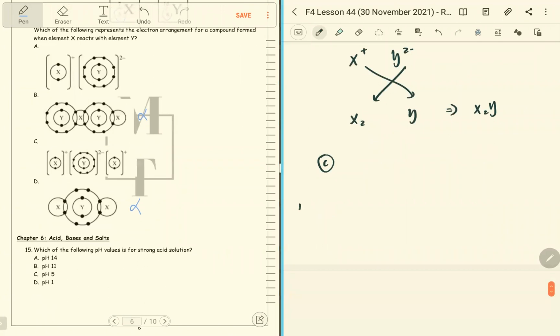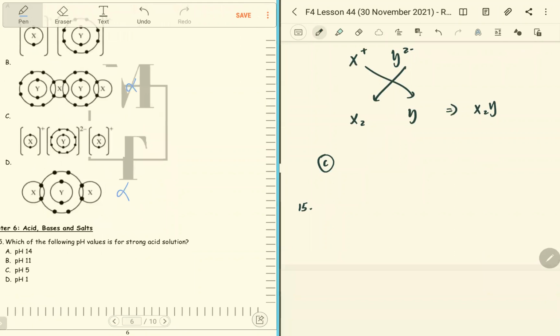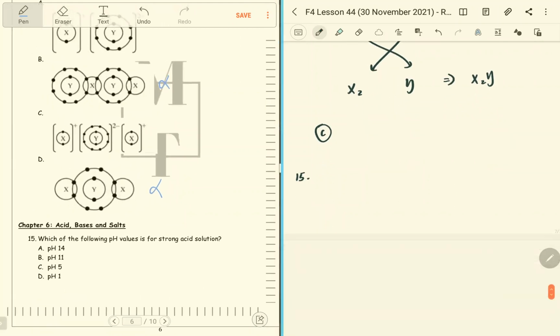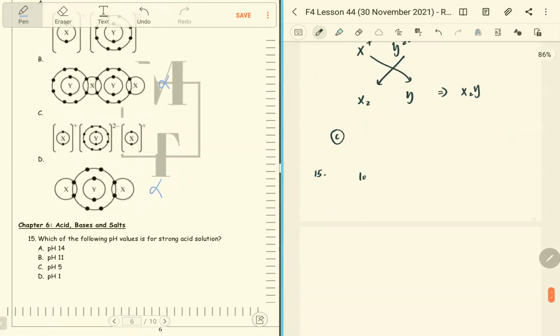Question 15. This one should be very easy. Which of the following pH is a strong acid solution? We know pH is a scale from 0 to 14. The lower pH is the stronger acid, more acidic. So the answer is D.